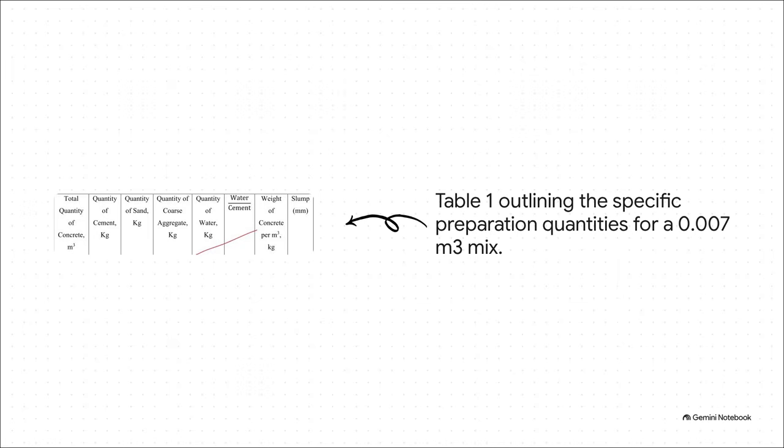This table details our exact formula. We're using a 1:1:2 mix proportion, yielding exactly 0.007 cubic meters. Look at the absolute precision required here before we even think about turning on the mixer. We need 2.52 kilograms of cement, 2.625 kilograms of sand, and 2.45 kilograms of coarse aggregate. And to hit that strict 0.60 ratio we just talked about, we need exactly 1.512 kilograms of water. Not a drop more, not a drop less.